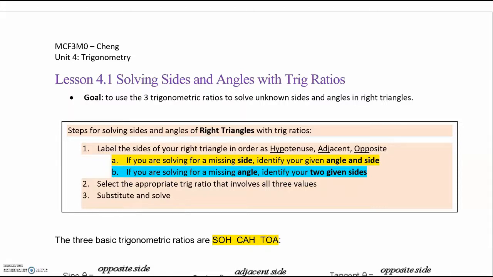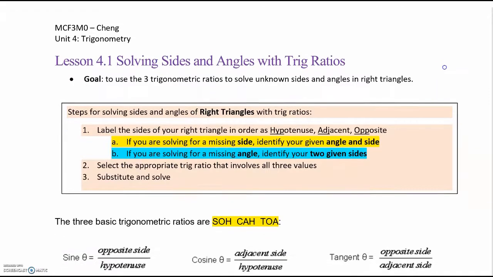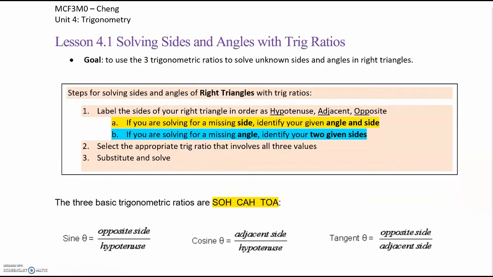Here we go. Today in our trigonometry unit, the very first thing is solving sides and angles with trig ratios. The goal here is to use the three trigonometric ratios to solve unknown sides and angles in right triangles. I've got for you the steps for solving sides and angles of right triangles with trig ratios.